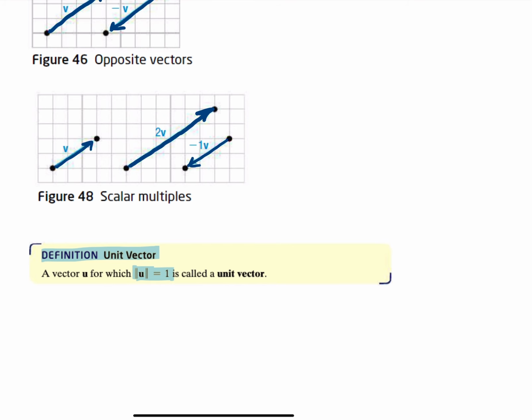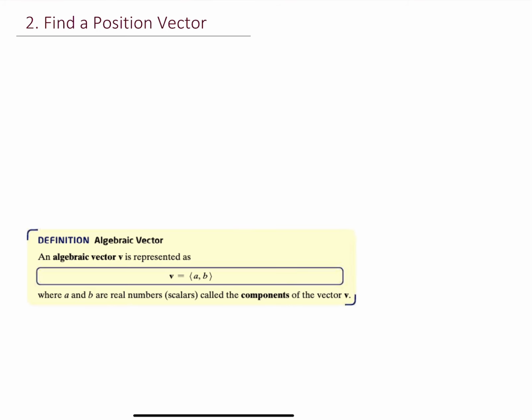So let's add some more definition to our vector so we can start to do some algebraic manipulation. So let me redraw our picture.